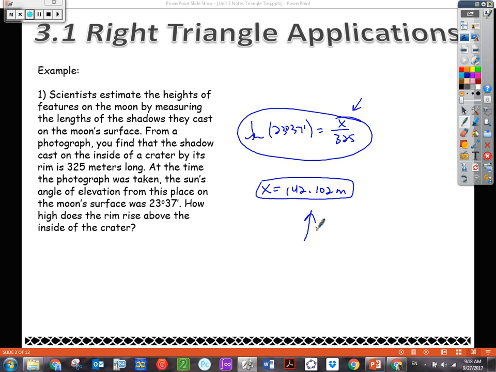Questions on this? It's pretty straightforward, isn't it? There are some more challenging ones that involve multiple angles and things like that. You have some of those on your daily work. But I just wanted to get your mind back into right triangle trig. Okay?